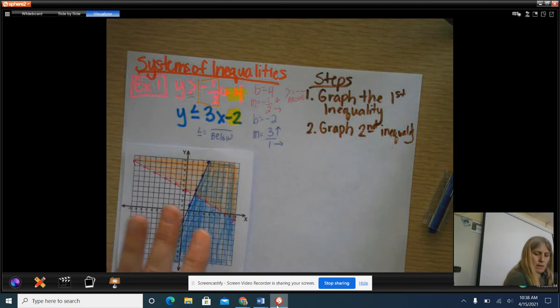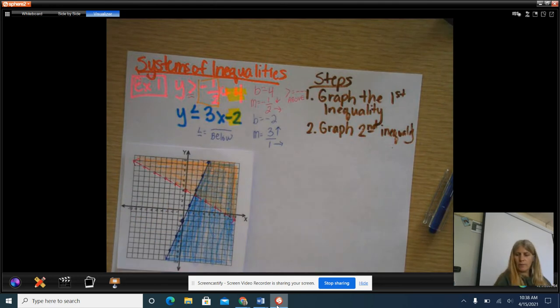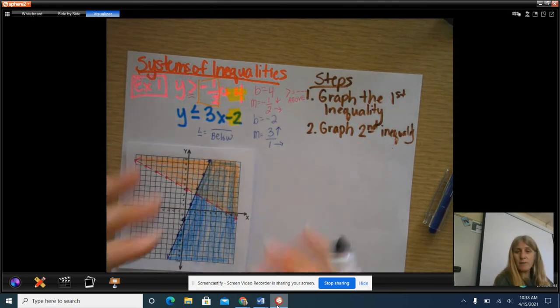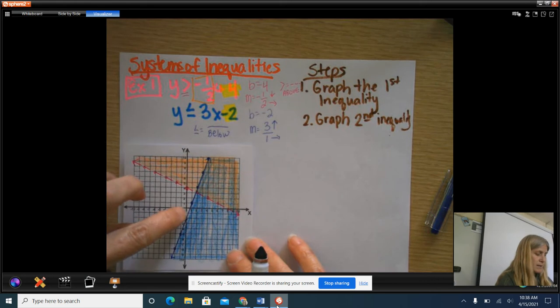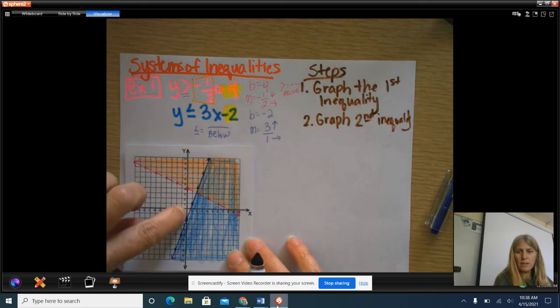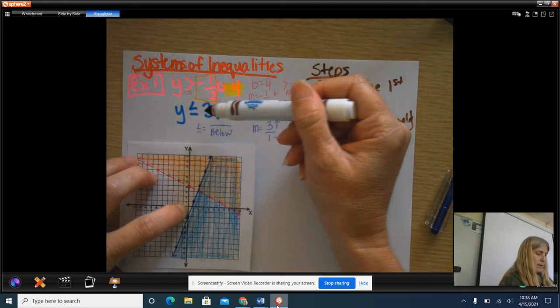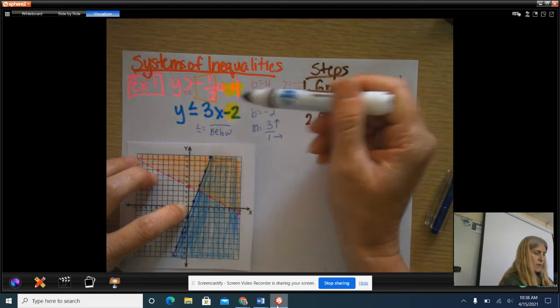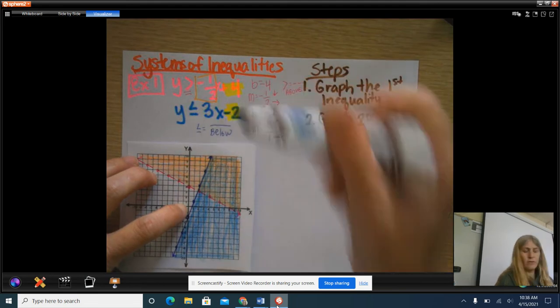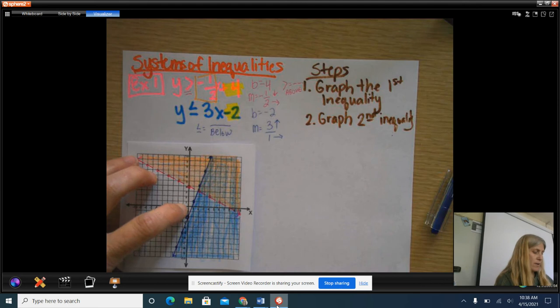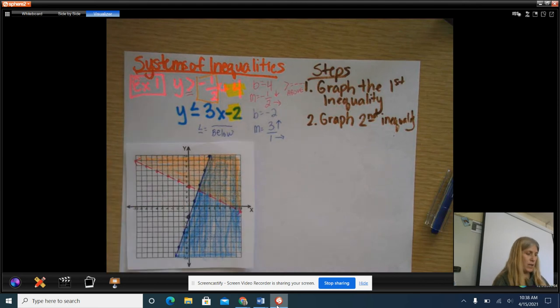Okay. Step number 3. Well, this is still part of step number 2. We're going to test that 0, 0 point again. Once again, 0, 0 should make this equation false. So 0 is less than or equal to 0 minus 2. 0 is less than -2. That is false. 0 is greater than -2, so that part should not be shaded.